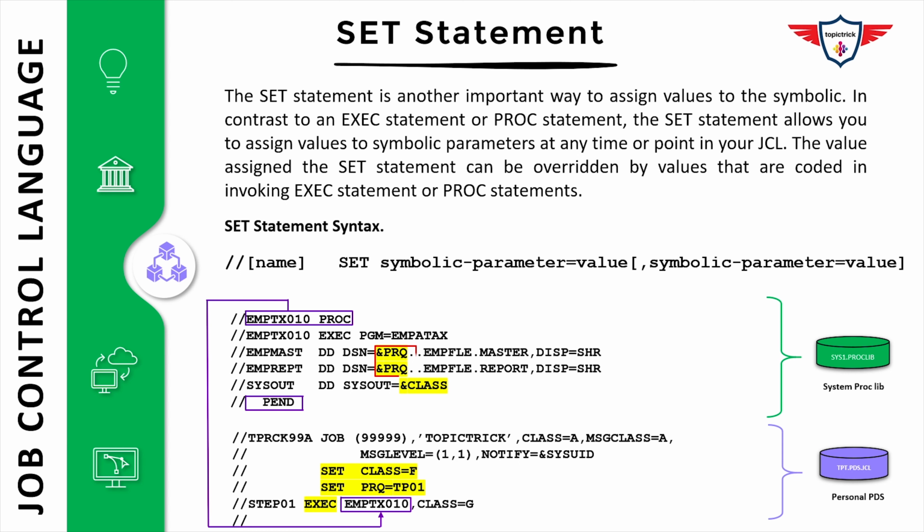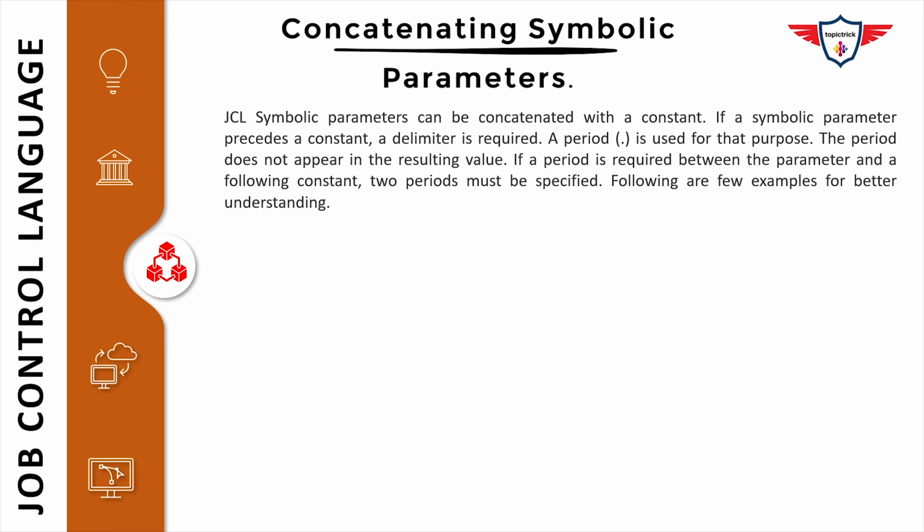And I hope you notice that in my exec statement, or JCL execute statement, I have again specified the class as G. So finally, the value of the symbolic class parameter would be G, because as you remember, any value which is specified on the JCL execute statement will get precedence and it will override the value which was assigned by the set statement. Now let's move on to the next section, that is concatenation of symbolic parameters.